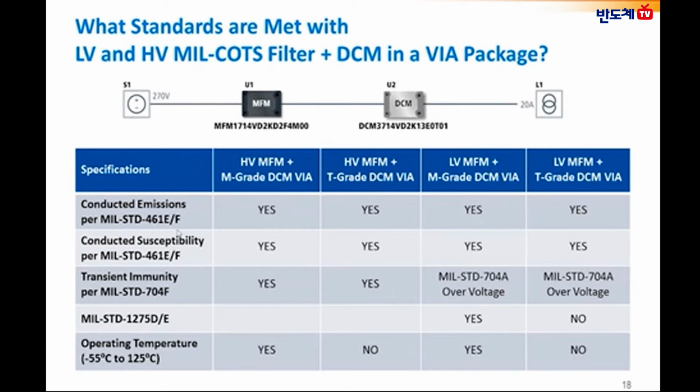The HV-MFM plus M-grade DCM in a VIA package can comply with the conducted emissions and conducted susceptibility as per MIL standard 461 E/F, and it can also comply with the transient immunity MIL standard 704F. The operating temperature range of M-grade VIA DCM can go down to minus 55 degrees C, which is a typical requirement in defense applications. Whereas HV-MFM with the T-grade does not comply with the operating temperature range, although it complies with the EMC performance characteristics.